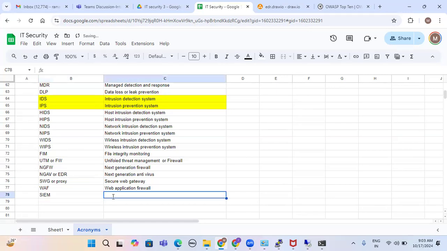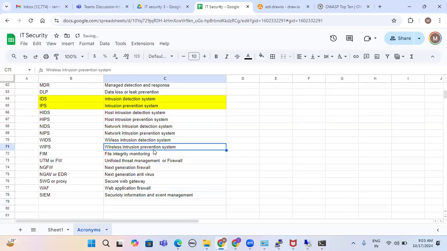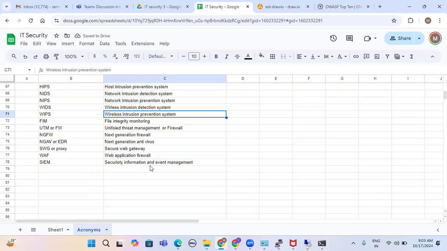Next one is SIEM. So SIEM is our main tool basically in the part of cyber security SOC operations. So the full form is security information and event management. So what exactly is security information and event management?